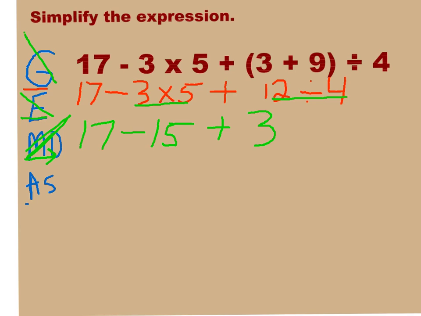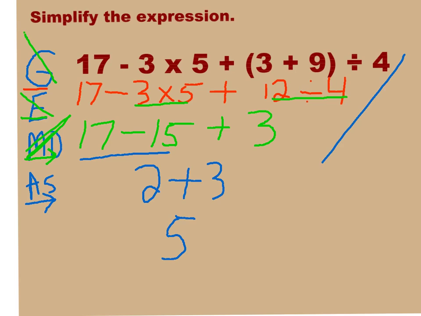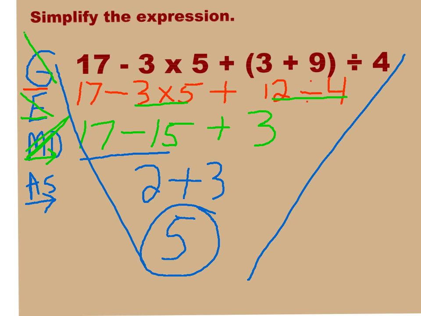Okay, so now we're down to add or subtract left to right. So we look here, we start on the left, and we have 17 minus 15. We do that first. 17 minus 15 is 2. Then we have 2 plus 3. We bring down the 2 and bring down the 3. So 2 plus 3 is 5. If we do it correctly, it almost looks like a funnel. Each line gets smaller and smaller till you end up with one answer at the end. And that's how I'd like you to show your work when you're solving these problems.